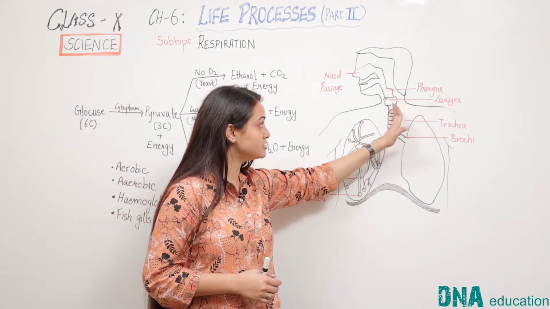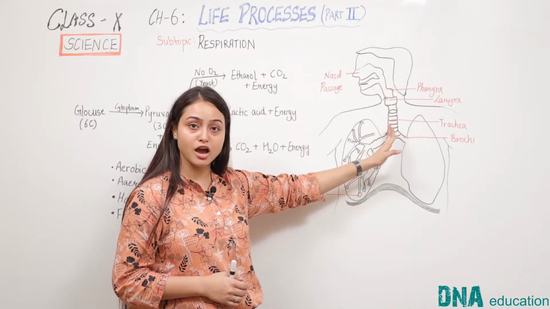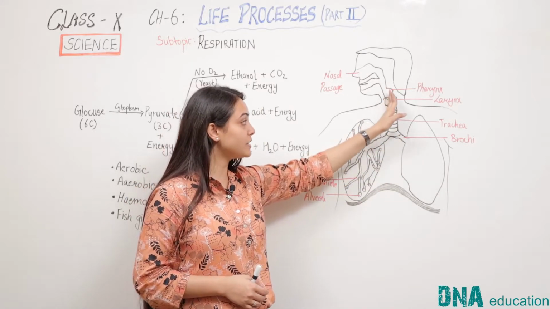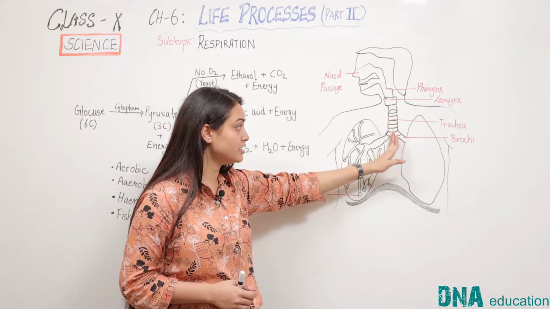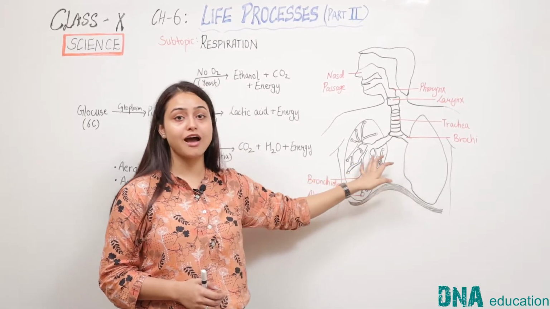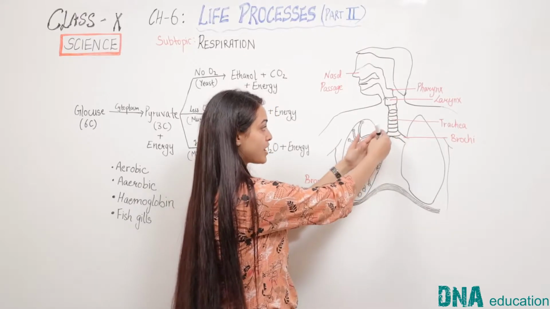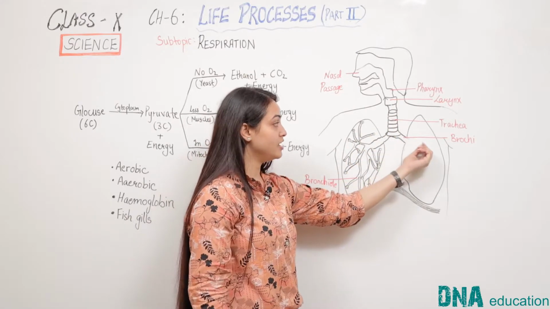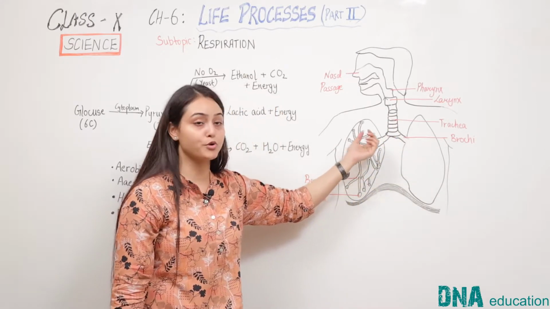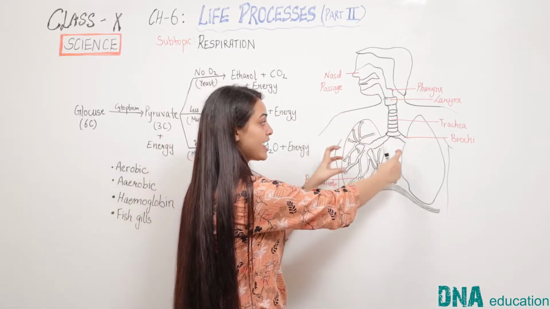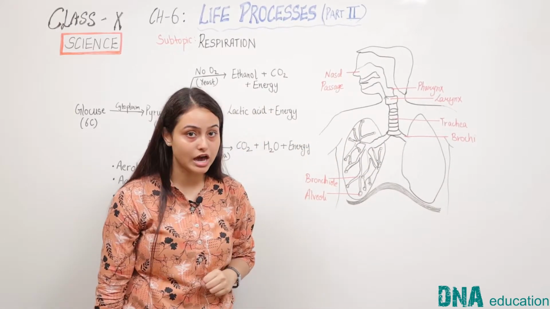Next, the air leads into the trachea, or windpipe. The windpipe simply conducts the air into the lungs. Humans have a pair of lungs. The trachea branches into the right and the left bronchi. These bronchi enter into their respective lungs.